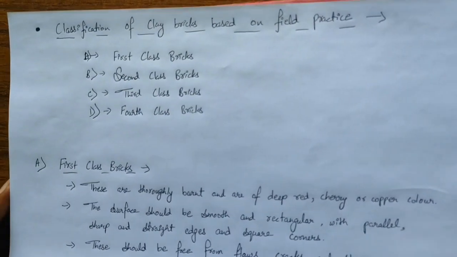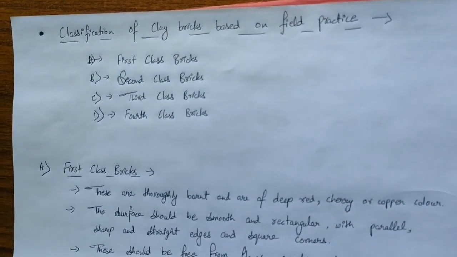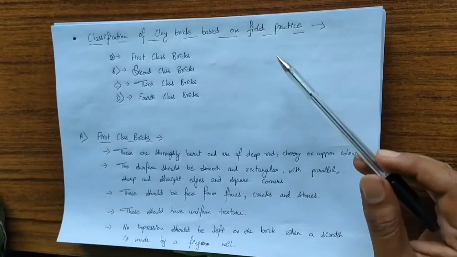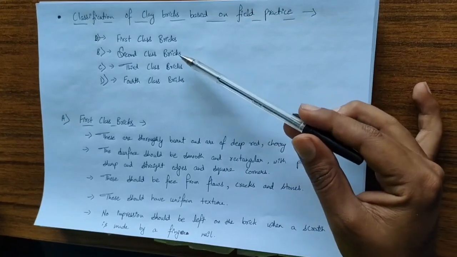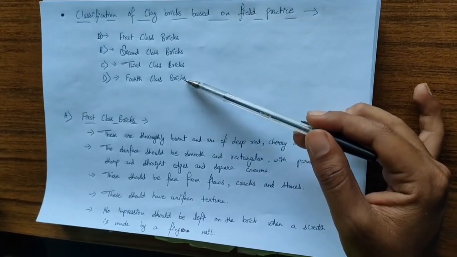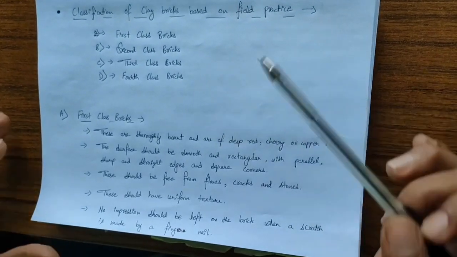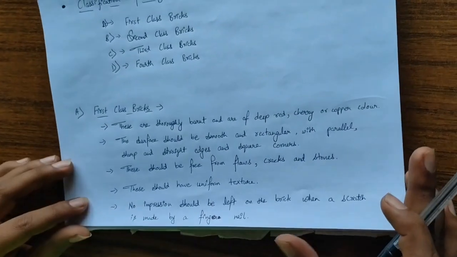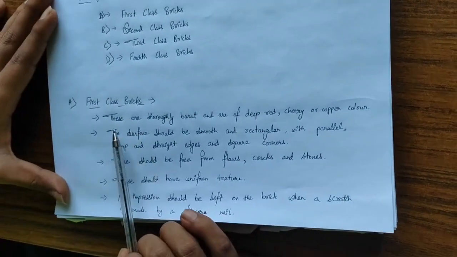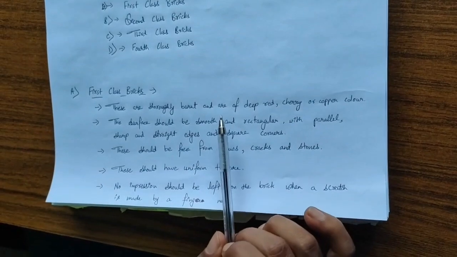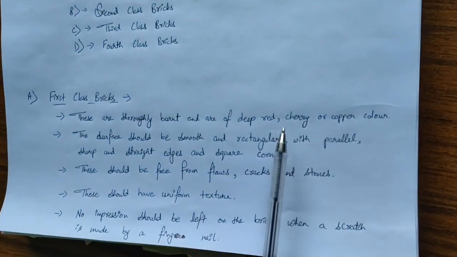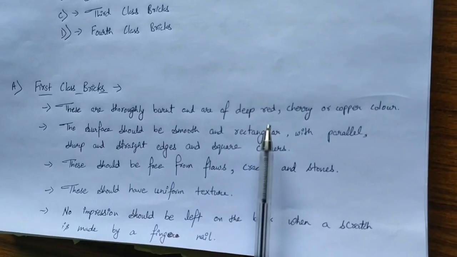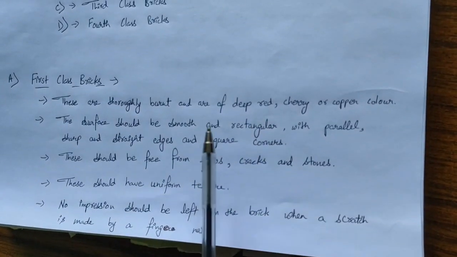Our first classification is based on field practice. Based on field practice, there are 4 different categories of bricks: first class bricks, second class, third class, and fourth class bricks. Let's have some detailed information about these kinds of bricks. Our first class bricks are thoroughly burnt and are of deep red, cherry, or copper color. The color of these bricks is uniform and they are uniformly burnt.